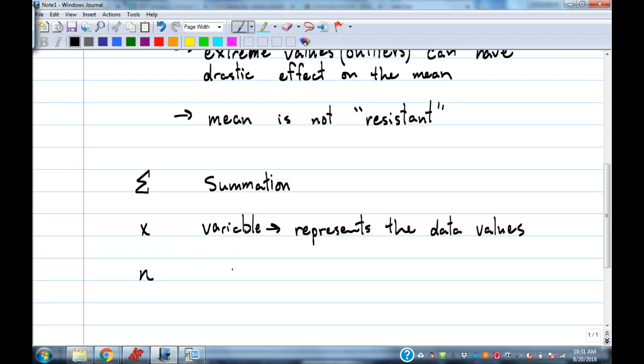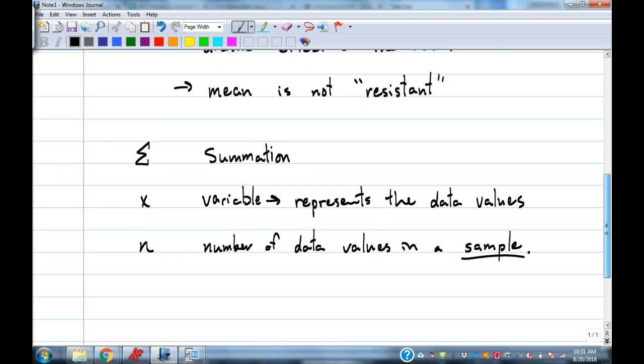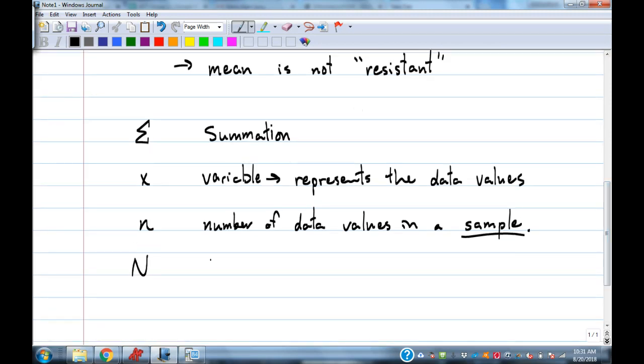N, or lowercase n, be careful there. Lowercase n is the number of data values in a sample. Capital N is the number of data values in a population.